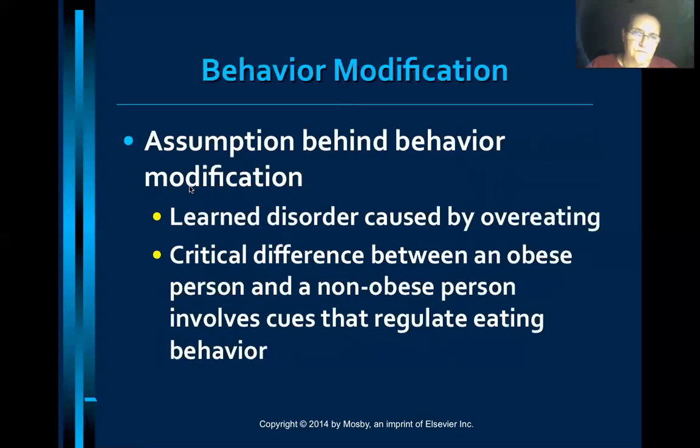That can be harmful. The assumption behind behavior modification is that there's a learned disorder caused by overeating. And the critical difference between an obese person and a non-obese person involves cues that regulate eating behavior. I can tell the difference between when I'm at school and when I'm at home. When I'm at home, it's nothing for me to get up and walk to the refrigerator and get something to eat. When I'm at school, I don't have a refrigerator. So my behaviors are different. I do have a lunchbox, and I tend to overfill that, but that's a different problem.